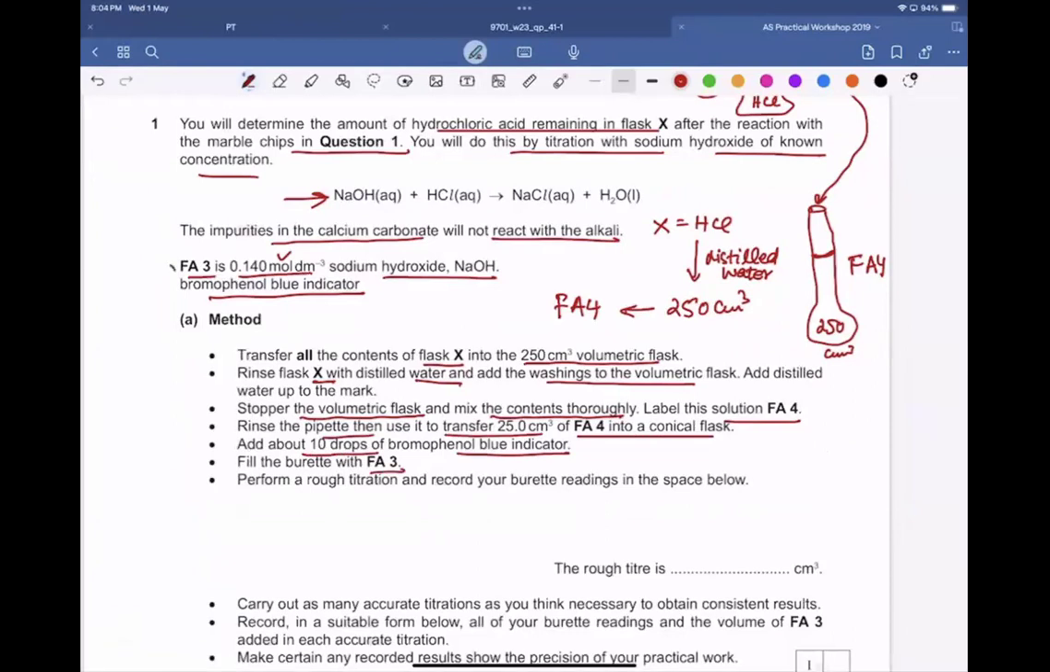Fill the burette with FA3. So FA3 is filled in the burette. Perform the rough titration and record your burette reading in the space below. Okay, see, that is the very important thing. When you are doing the rough titration, as they have told you to do the rough titration, it must be performed roughly.